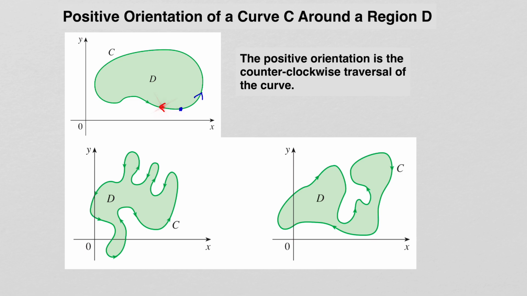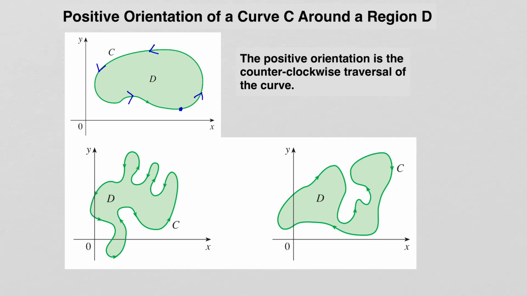If you go in the clockwise direction, this would be considered a negative traversal, and in this case, as you walk along the curve here, the region would be on your right-hand side. So just remember, positive orientation is counterclockwise.